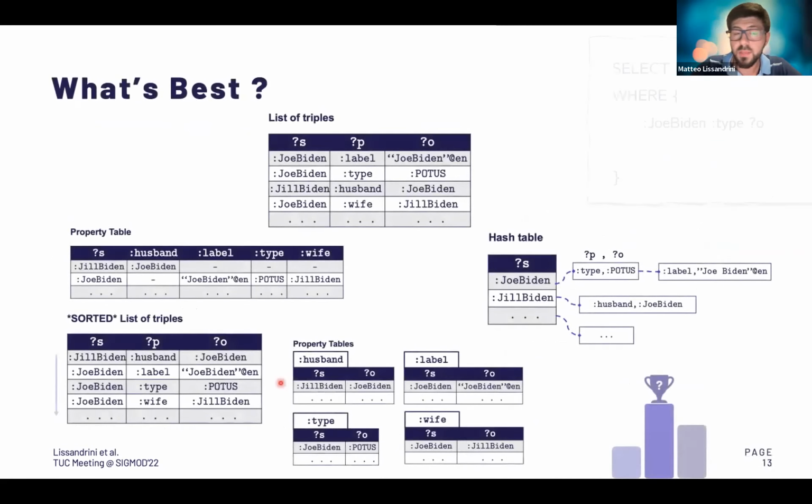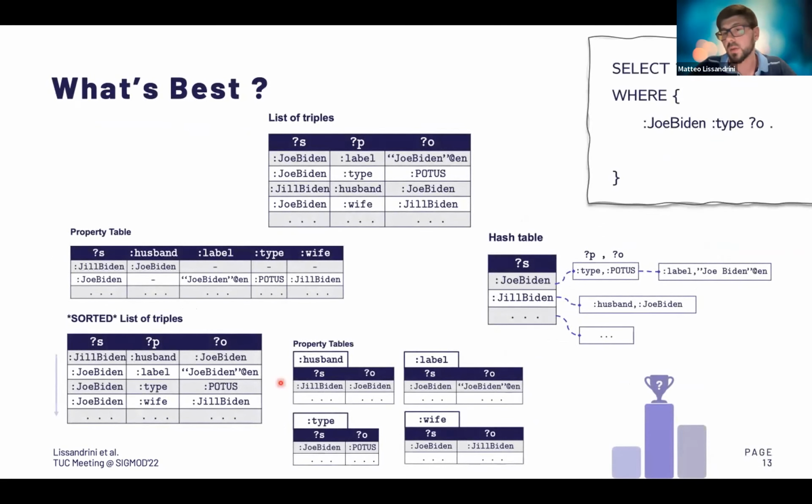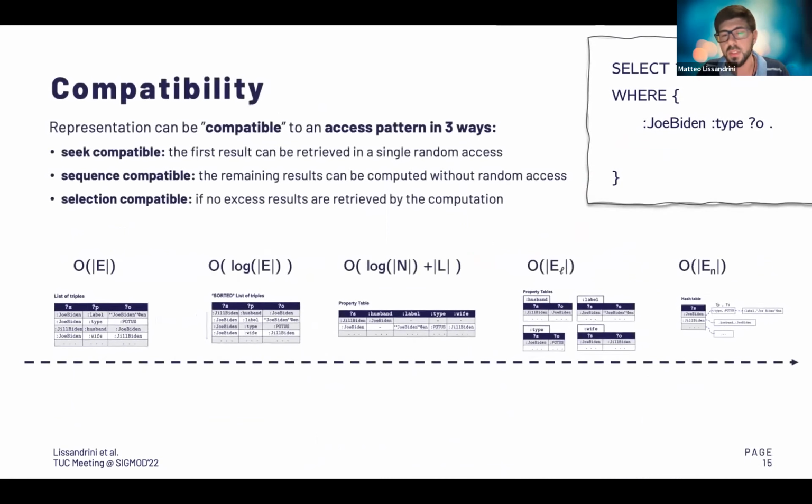So getting back to our question, what is best? Okay, let's look at a specific query maybe. In this case, here we have the node and the type defined. If we look at all the options that I was listing before, we could sort them based on how many operations they require for us to get an answer.